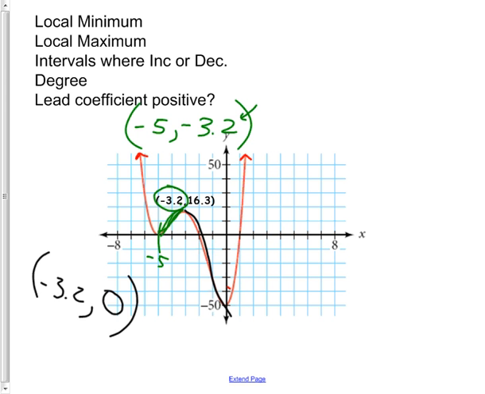All right, the black area there. Okay, that's local mins, local maxes, intervals where it's increasing and decreasing. What degree is this thing? It bounces and it cuts through twice. What degree is that? 4.